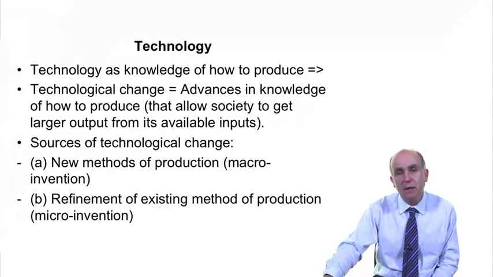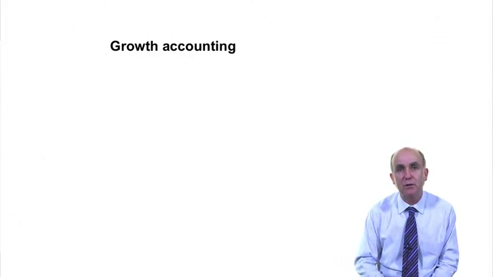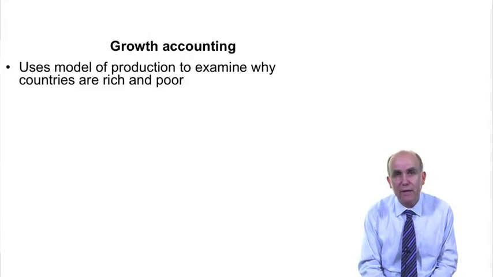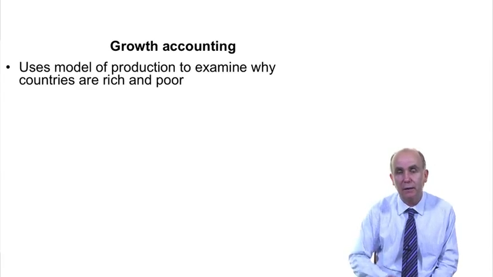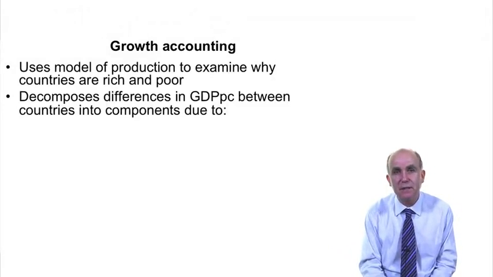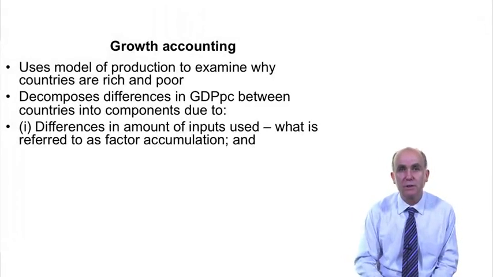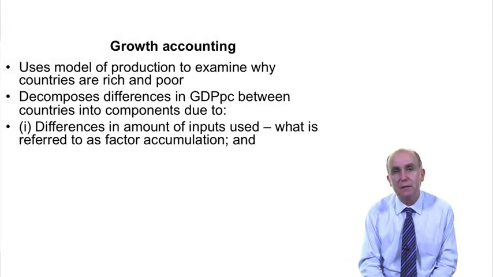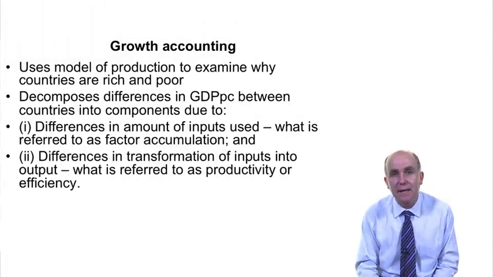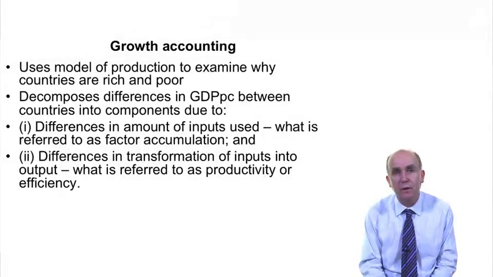We can use the model of production and this idea of technology to think about the question of why some countries are rich and some countries are poor. And the way we do that is using a method called growth accounting. What growth accounting does is that it decomposes differences in GDP per capita between countries into components that are due to, first of all, differences in the amount of inputs used, which is what's referred to as factor accumulation, and differences in the transformation of inputs into output, what's referred to as productivity or efficiency.